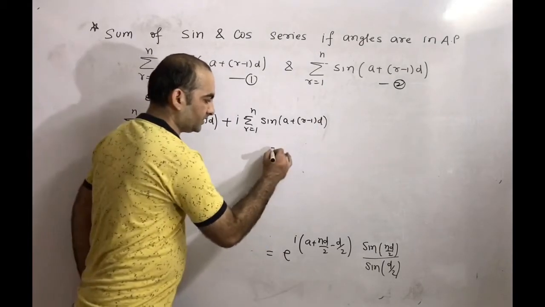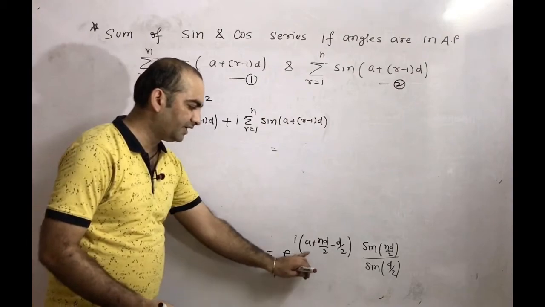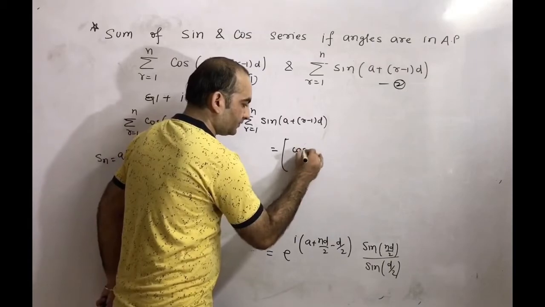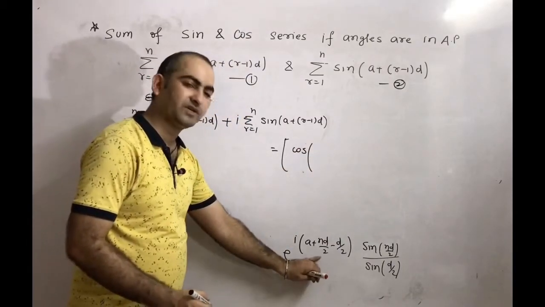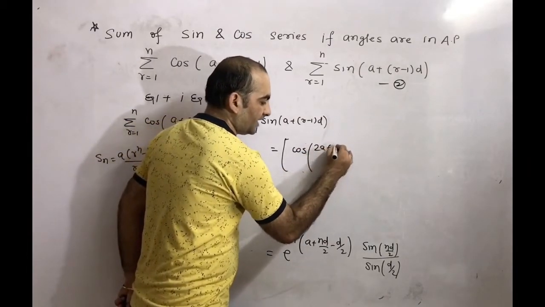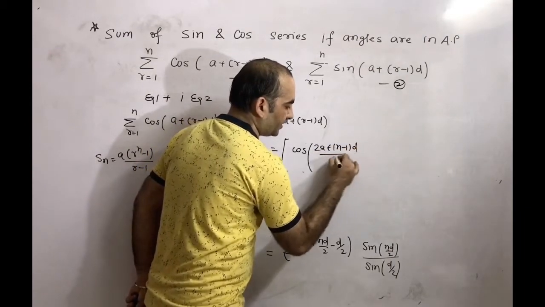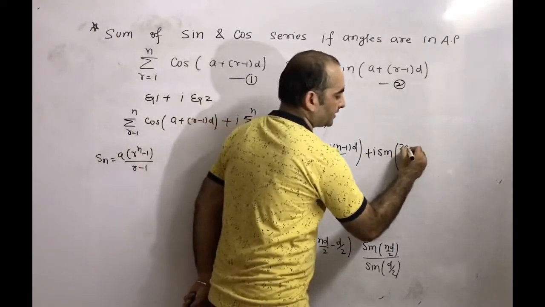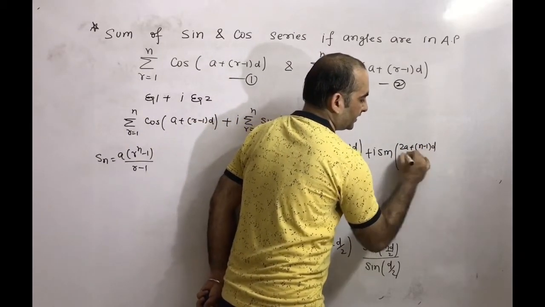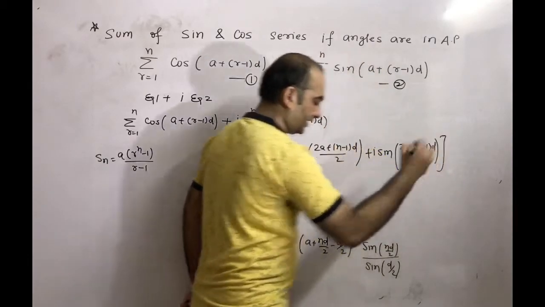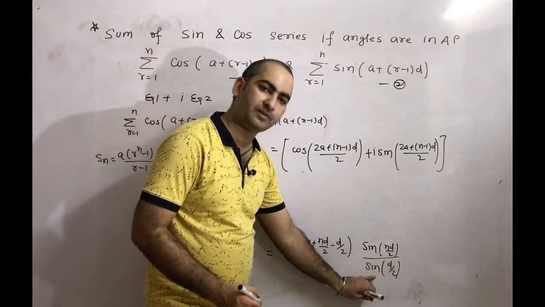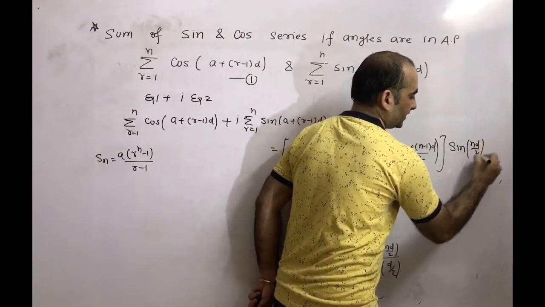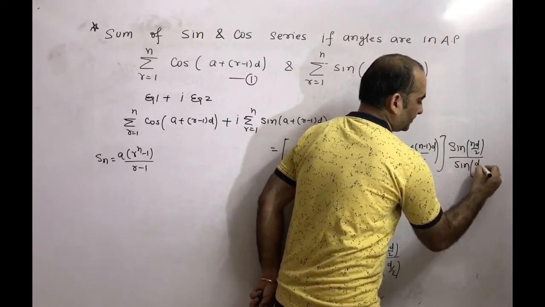Okay, now this one we are converting into trigonometric form. So e^{i(a + nd/2 − d/2)} we can write as, in bracket, cos of, here we are taking LCM. LCM is 2. So cos of (2a + (n−1)d)/2 plus i sine of (2a + (n−1)d)/2. And this one is sine(nd/2) divided by sine(d/2).